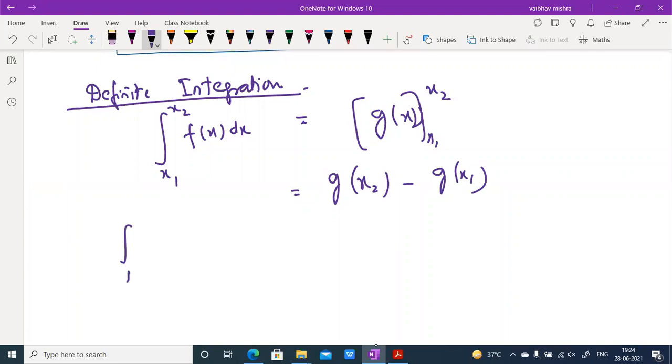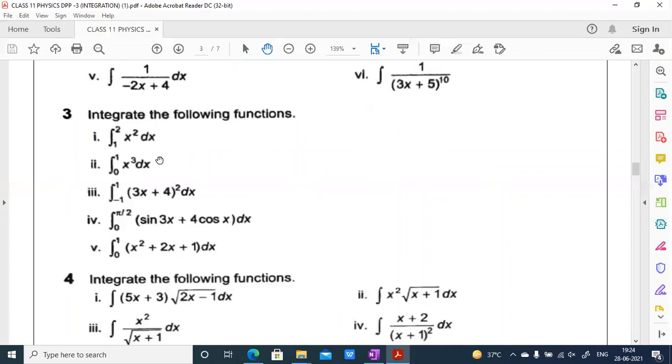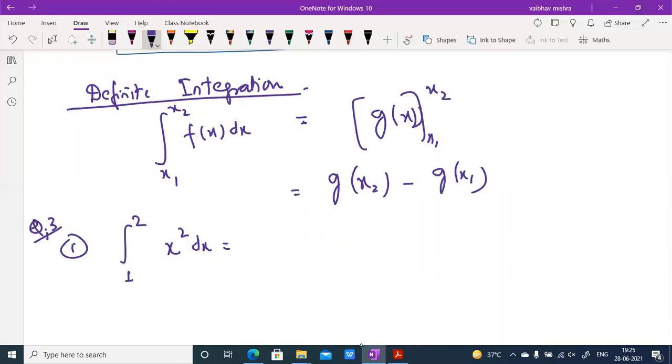So here the first question was integration from 1 to 2 of x square dx. This is question number 3 from your DPP, and the first question is integration of x square dx. X square का integration क्या होगा नायरा? What is integration of x square? X to the power n plus 1 divided by n plus 1. You have to apply that formula. N here is 2. You just apply x to the power n plus 1 divided by n plus 1.